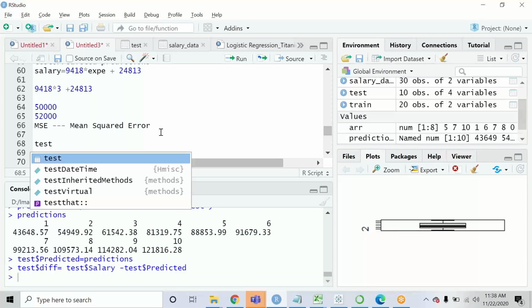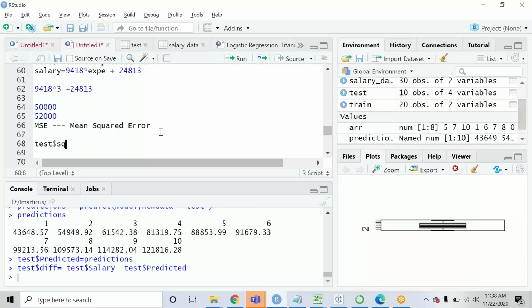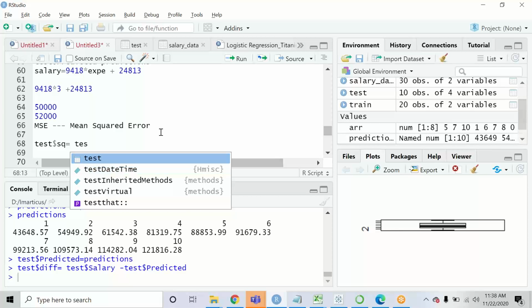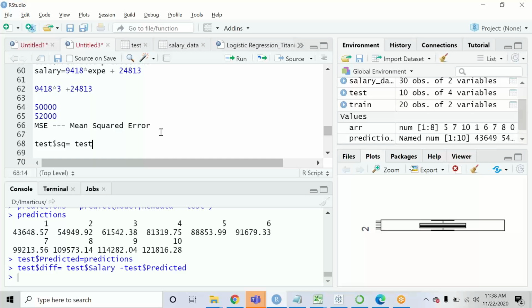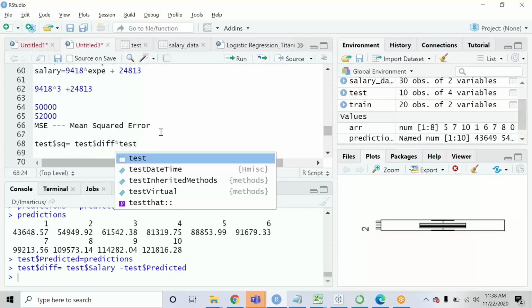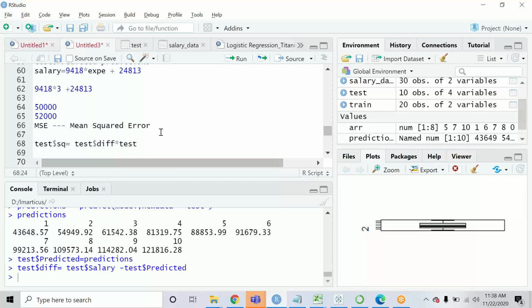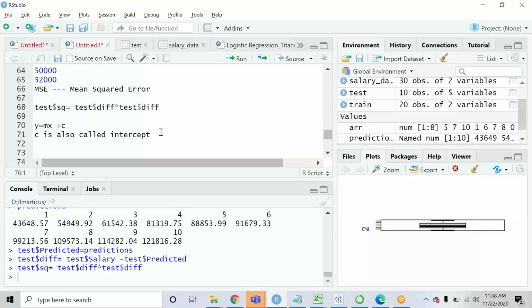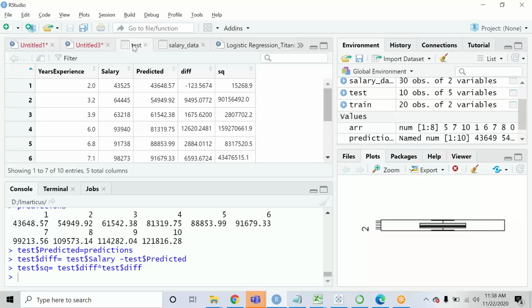I will create another variable, test dollar square, which is equal to test dollar difference multiplied by the same thing, test dollar difference. That's it. I can use the formula of power also, one and the same thing. Now I get the square of the values.